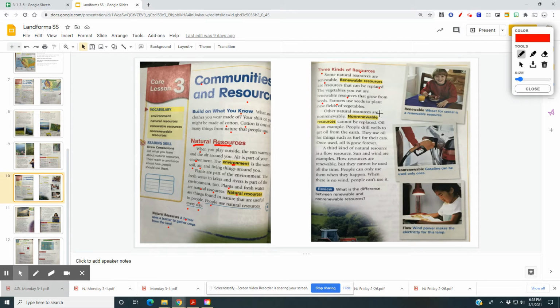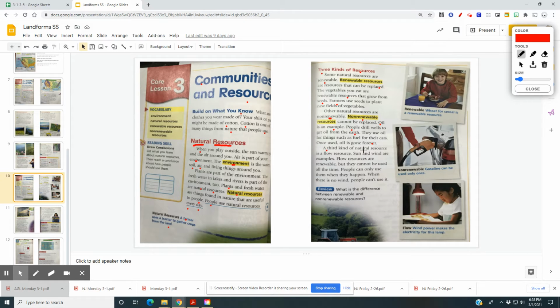Other natural resources are non-renewable. Non-renewable resources cannot be replaced. Oil is an example. People drill wells to get oil from the earth. They use oil for things such as fuel for their cars. Once used, oil is gone forever.